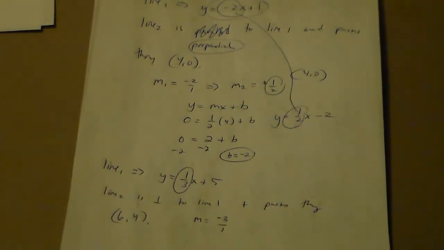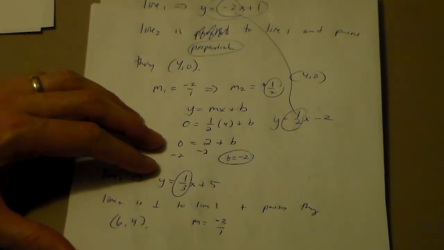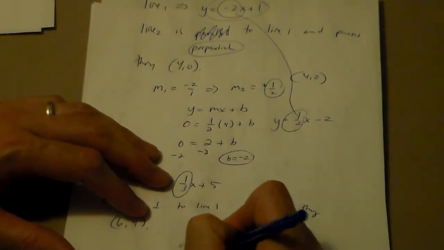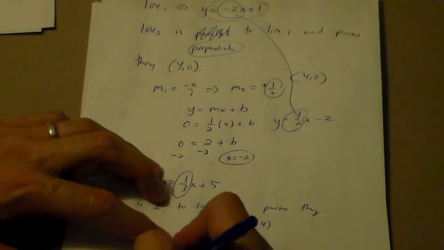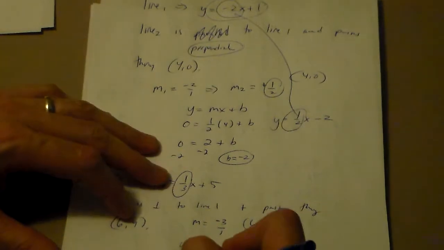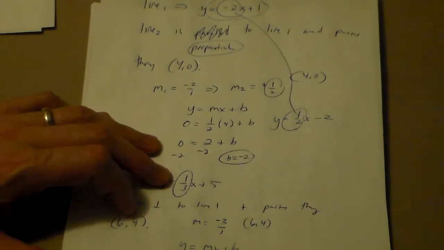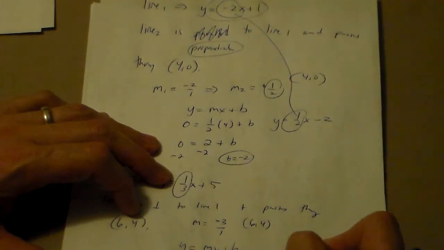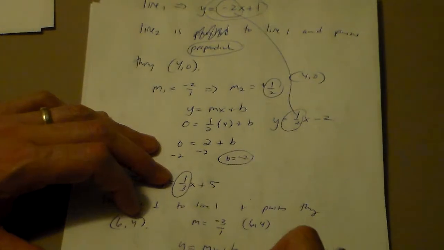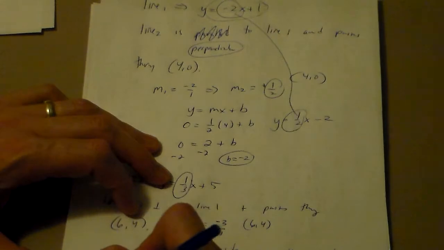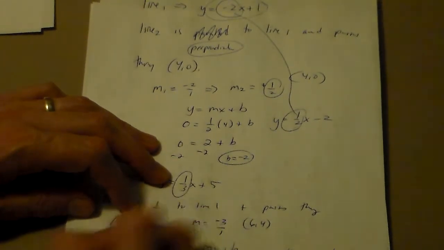Okay? All right, so we got negative 3/1. Now my line passes through 6, 4. So y equals mx plus b. Y equals 4. My slope is -3. My x is 6 plus b. 4 equals -18 plus b. Add 18, b is 22. Y equals -3x plus 22. All right?